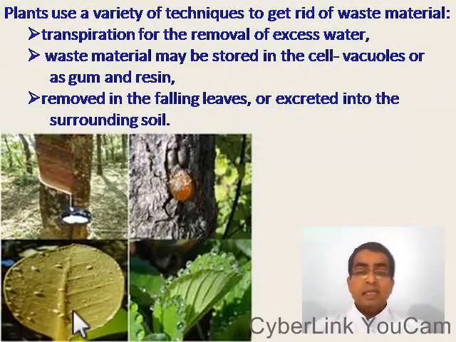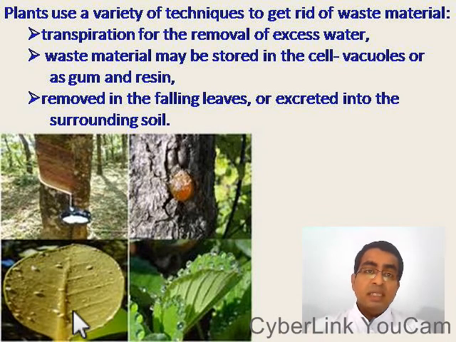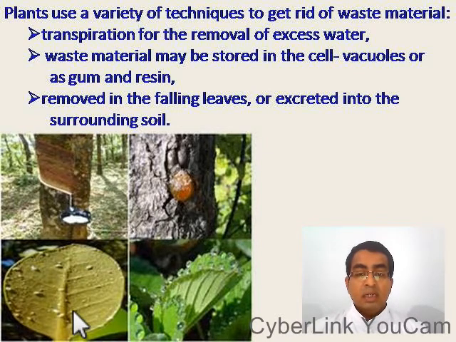So let us summarize the excretion in plants. Plants use a variety of techniques to get rid of waste materials. Transpiration is for the removal of excess water. Waste material may be stored in cell vacuoles or as gum and resin. They are removed in the falling leaves or excreted into the surrounding soil.